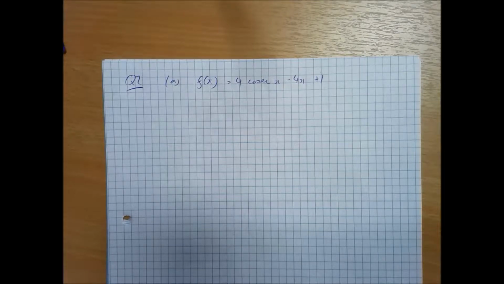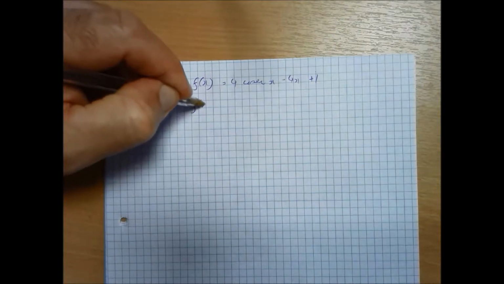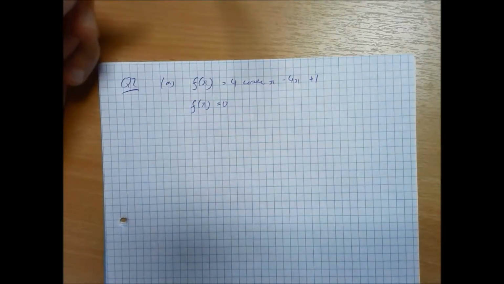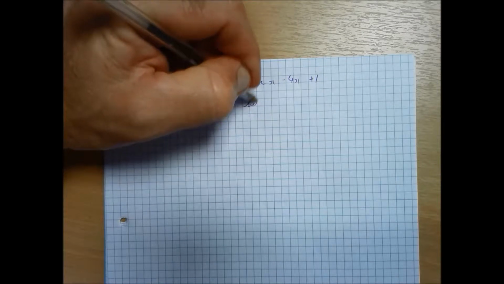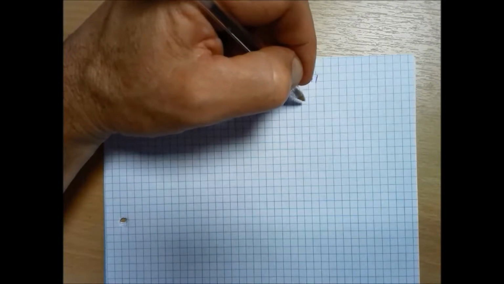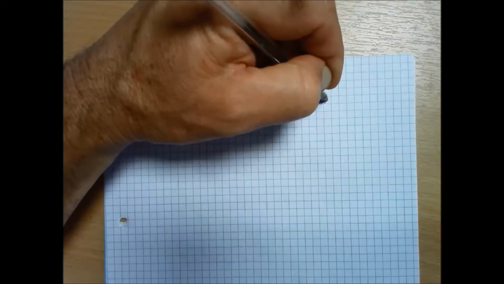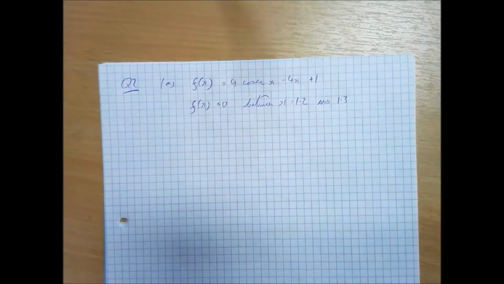Okay, question 2. Question gives us an equation. f of x equals 4 cosec x minus 4x plus 1. x is in radians. And for part A, we've got to show that f of x equals 0 has a root between x equals 1.2 and 1.3.